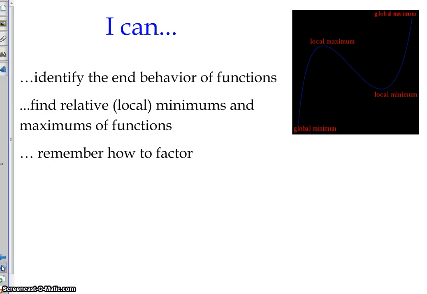So hopefully you got back your quiz, and we'll talk about the plan for the week. By the end of this section, we're going to be able to identify the end behavior of functions. We're going to find local minimums and local maximums of different functions. And then we're hopefully going to have some time to factor, or we might have to go into another video to do a reminder on factoring.